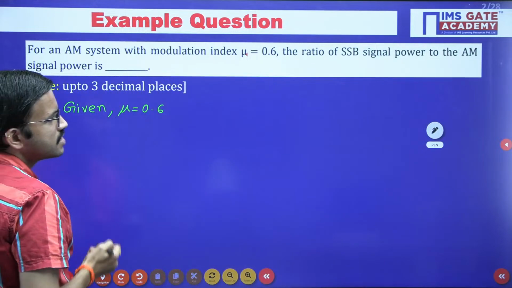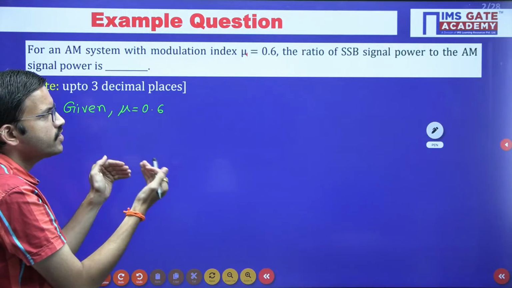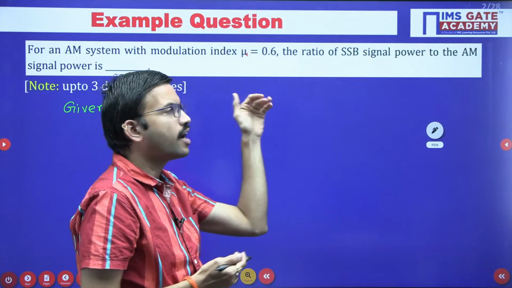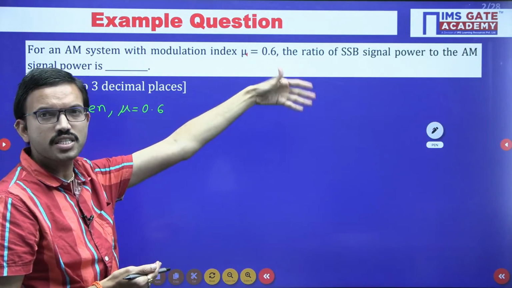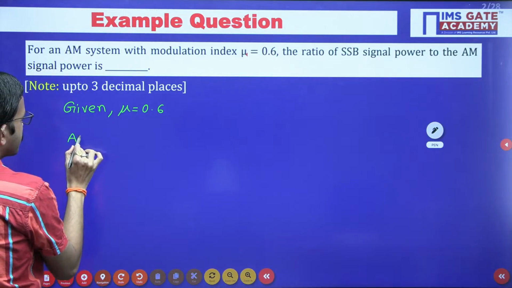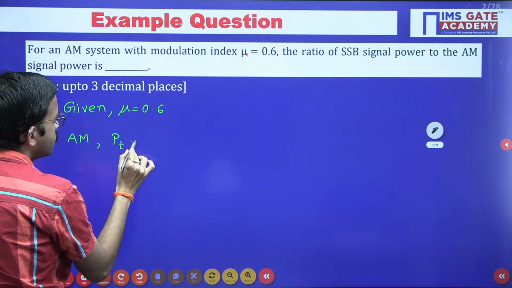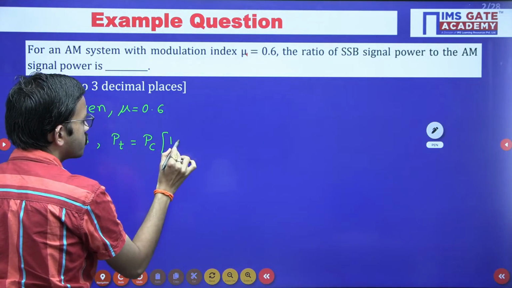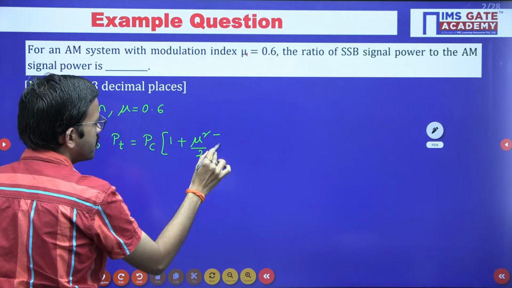So for easy understanding, I will discuss the standard formulas for AM, and with the help of that you can easily extract the power of the SSB-SC signal. After that you can calculate the ratio according to whichever quantity they are asking first, and then the second quantity. So in AM, the amount of power required is equal to PC into 1 plus mu square by 2.